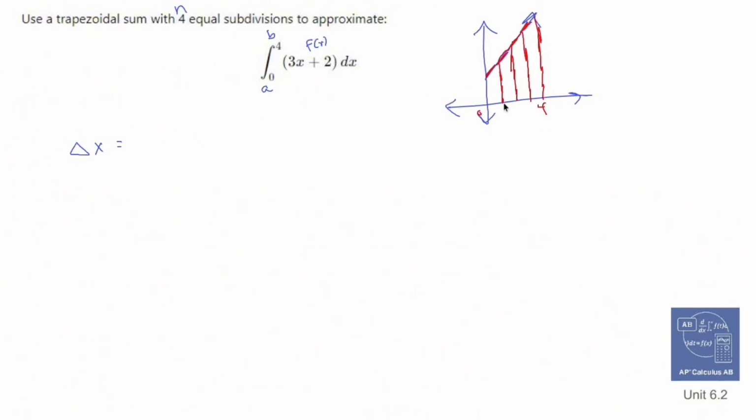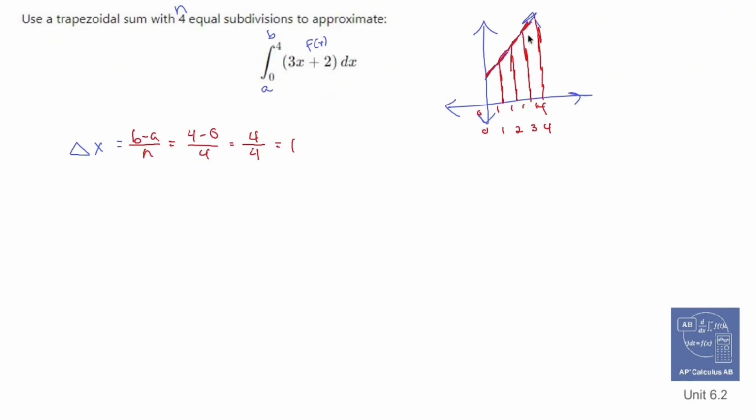The change of x is going to give us how long these are. So that is calculated by b minus a over n. B is going to be 4. A is going to be 0. N is going to be 4. 4 minus 0 is 4. 4 over 4 is 1. So that tells us each of these are going to be 1 unit long. Okay, so from 0 to 1, 1 to 2, 2 to 3, 3 to 4. What I don't know is how tall each of these are.